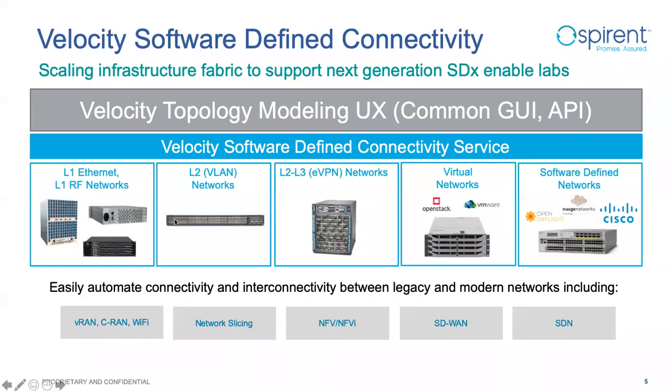Everyone's probably familiar with our layer 1, layer 2 connectivity, but of course we've extended those capabilities over the last number of releases to layer 2, 3 EVPN networks. We also have capabilities within the virtual environment for OpenStack and VMware. Those are probably the two most common that you'll see in the industry, as well as really opening it up to software-defined networks, where you can utilize Velocity to define all that connectivity that you would have in a software-defined topology.